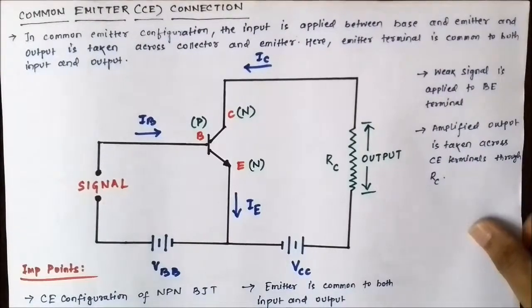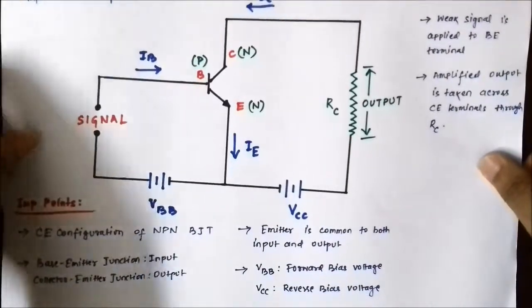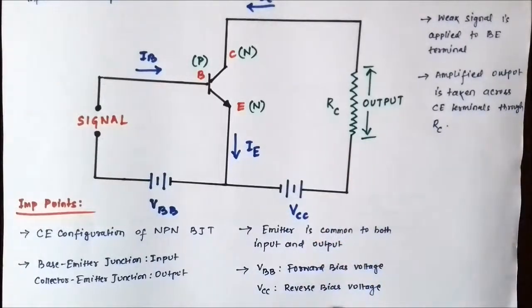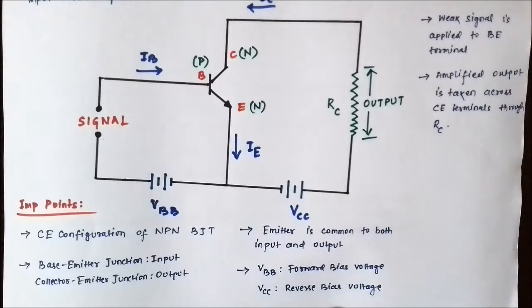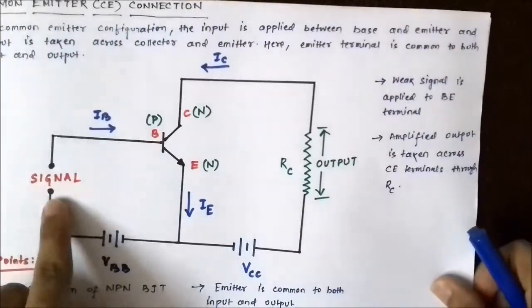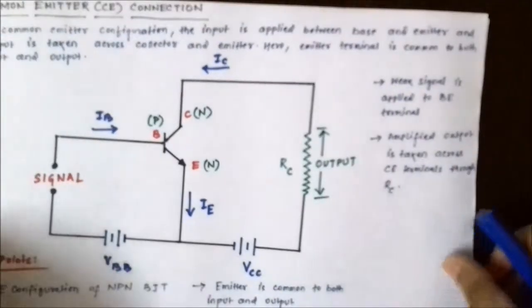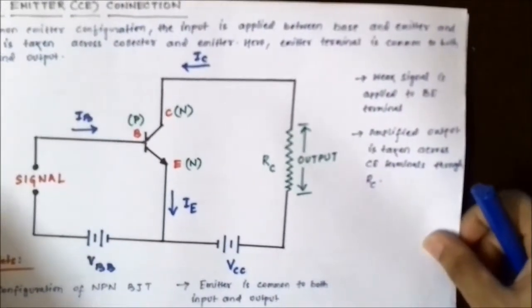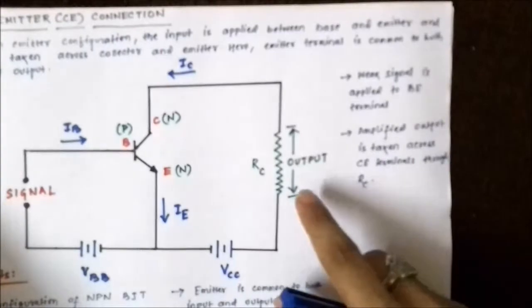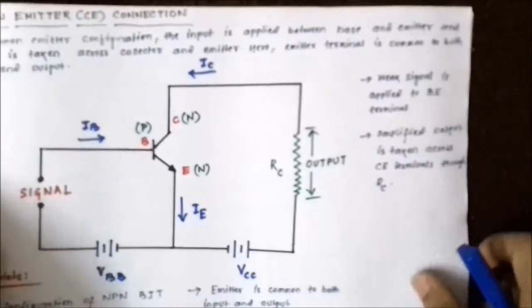So there are some important points again, you can note them down if you want. Basically the same things which I have said. So it's a common emitter configuration of NPN type BJT. The base emitter junction is the input terminal, the collector emitter junction is the output terminal. The emitter is common to both the input and output. VBB is the forward bias voltage, VCC is the reverse bias voltage. Now the weak signal which is to be amplified is applied across the base and emitter junction, and the amplified output is taken across the collector resistance.